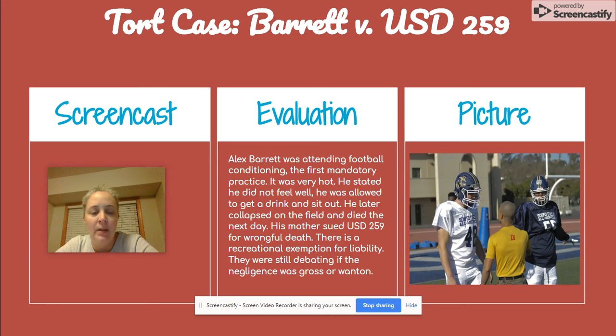With football being an extracurricular, there is a recreational exemption for liability. So that part was dismissed. And as far as I could tell, they were still debating if the negligence was gross or wanton. A proactive measure would be to check the KSHSAA rules for hot practices, maybe not practicing in the heat of the day and going early in the morning or late in the day. Reactive measures would be to not have any conditioning outside the school building when it is hotter than a certain degree.